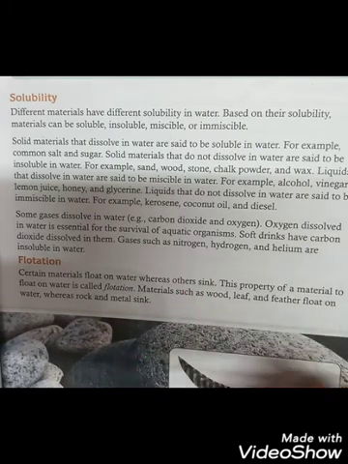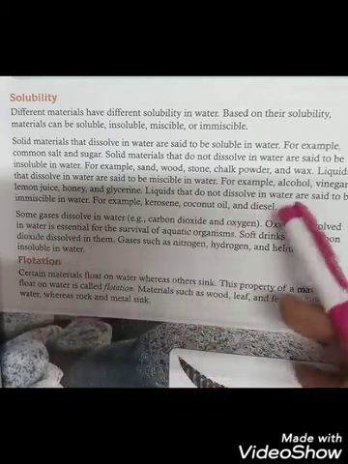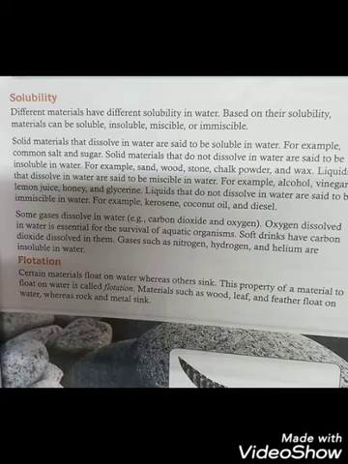So already you know about soluble and insoluble materials, and miscible means those which can mix with water. The liquids that can mix with water are miscible. Those liquids that cannot mix with water are immiscible, like kerosene, coconut oil, diesel, any other form of oil.